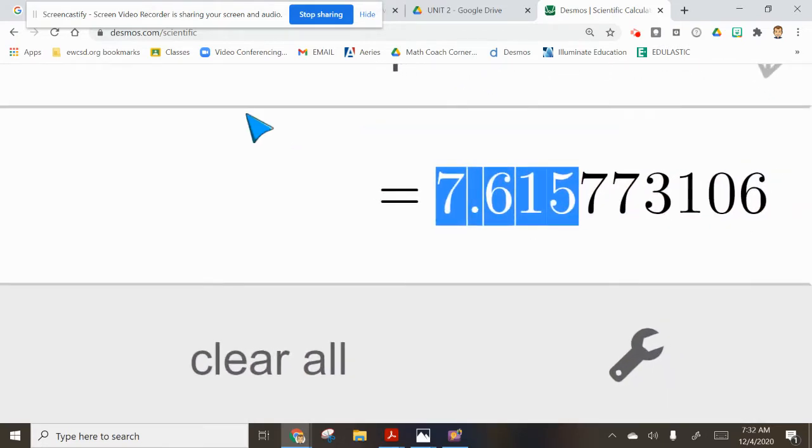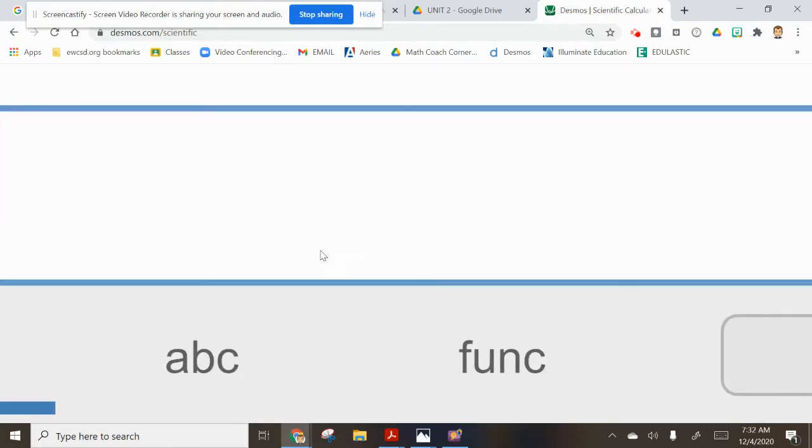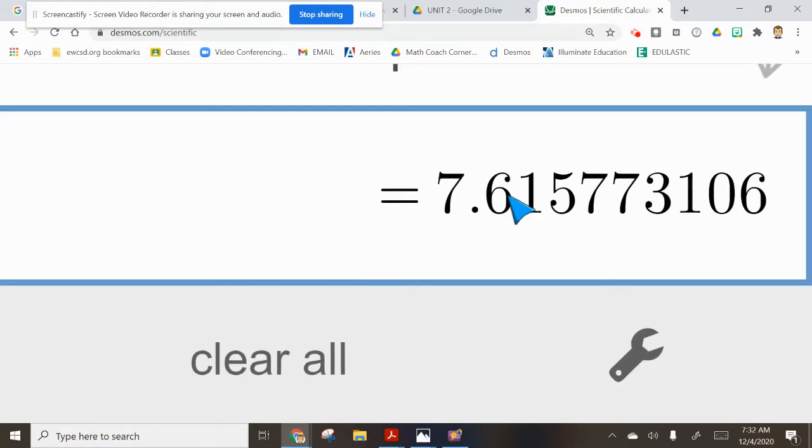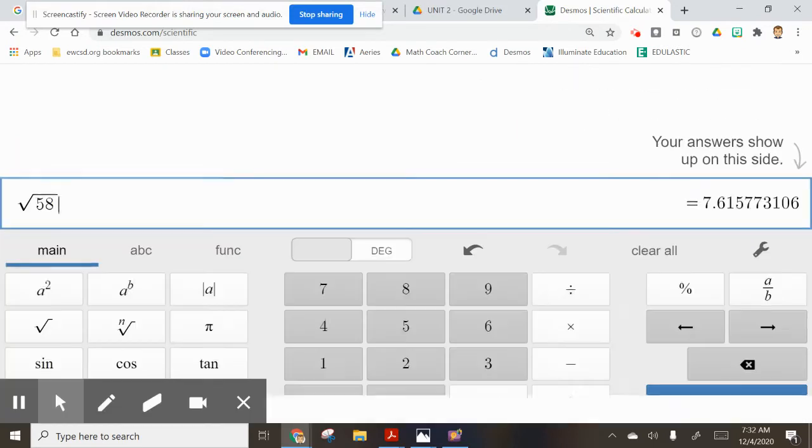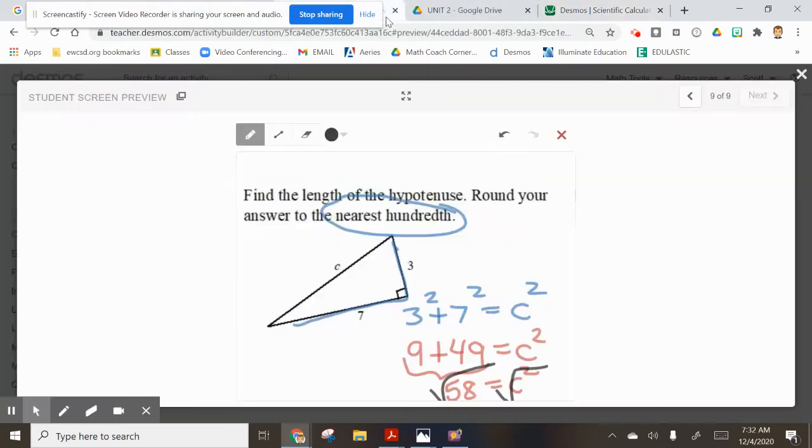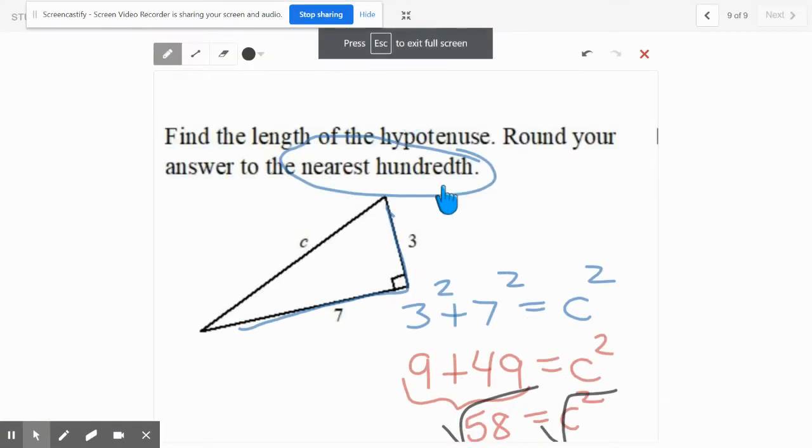All right, take a look at this. Oh, snap, I zoomed in. Make sure this is the 10th. This is the 100th. This is the 1,000th. To round this guy, don't you have to look at this guy to see if it could bump up? Okay. This is going to bump up to 7.62.